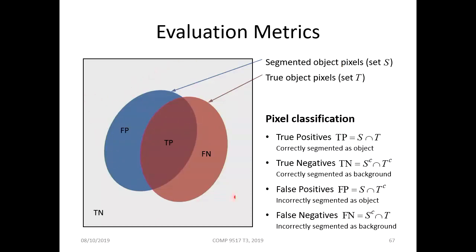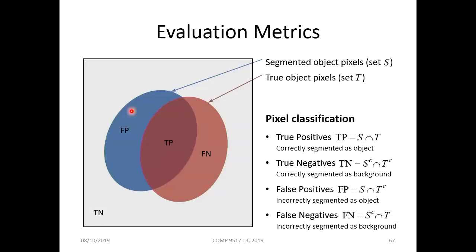It shows you in a simple diagram here. Suppose we have a segmented object. So I used a method to segment an object that gives me a segmentation. For example, I tried to segment a cell or something, and this blue shape is what the segmentation method gave me, the set of pixels S from the segmentation. But you also know the truth. What should the real output of the segmentation method have been, ideally? That's the true object pixel set T.